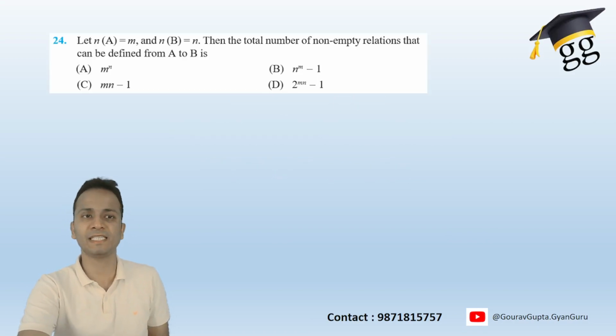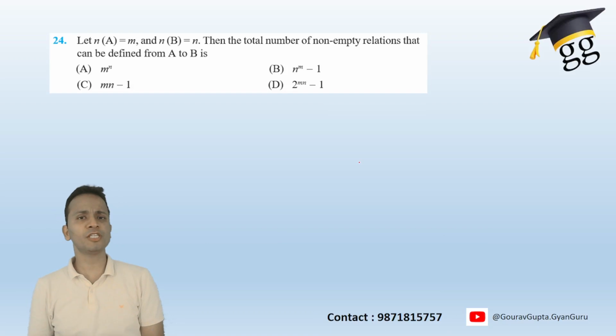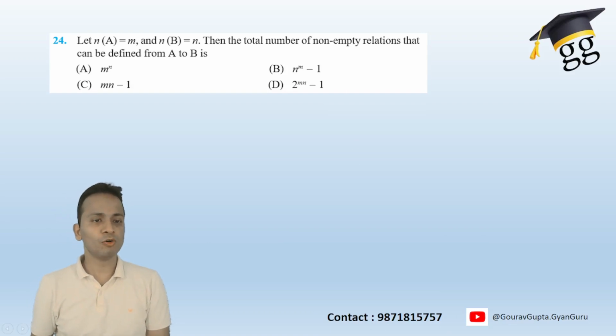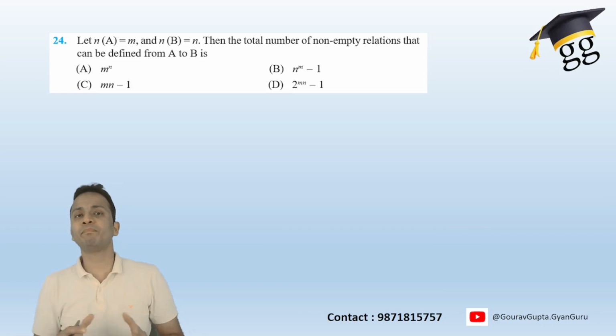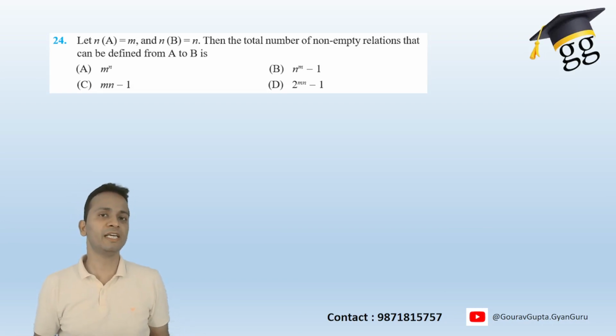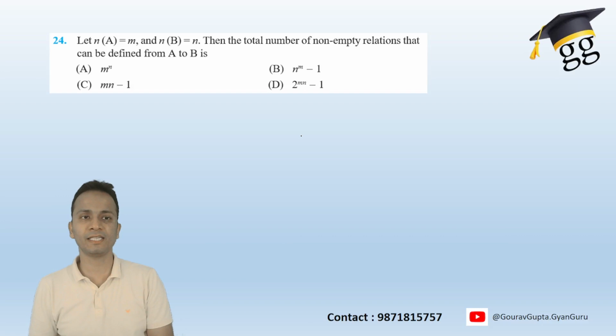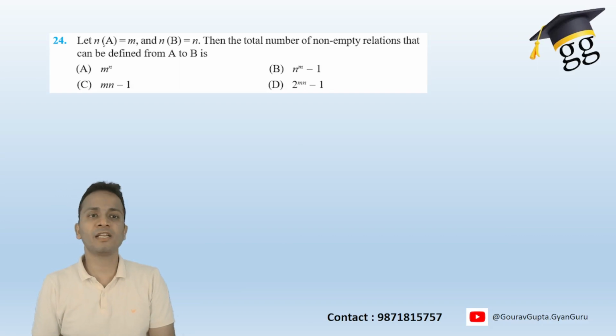from NCERT exemplar. Now our next question is question number 24. It is about the number of relations that can be defined from a given set to another set. The total number of relations depends on the number of elements in the first set as well as the second set. Here you are given that the number of elements in set A is equal to m and the number of elements in set B is equal to n.